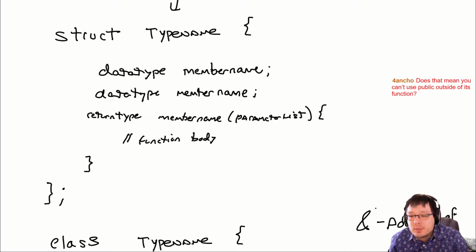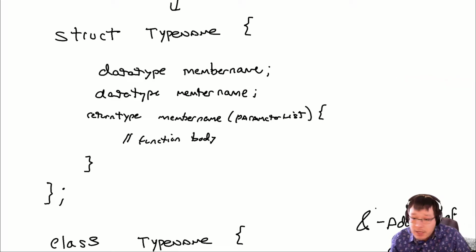Does that mean you can't use public outside of its function? What do you mean? You mean outside of its class? You can use public. If you have a function that is not public, you cannot use it outside of the class, which seems kind of weird. And there are some cases where that's useful. But most of the time, you want to make your functions public. A private function cannot be accessed outside of the object itself.